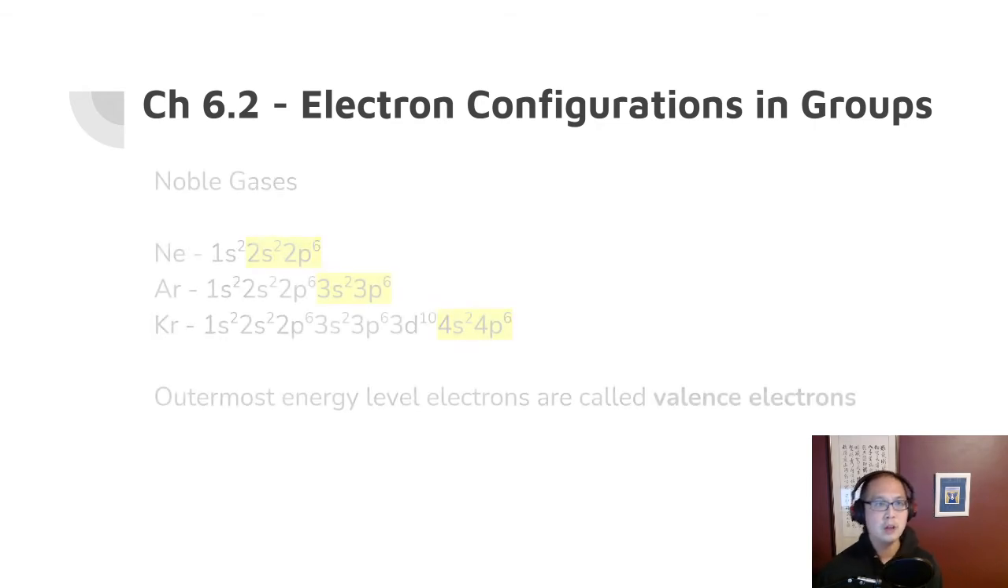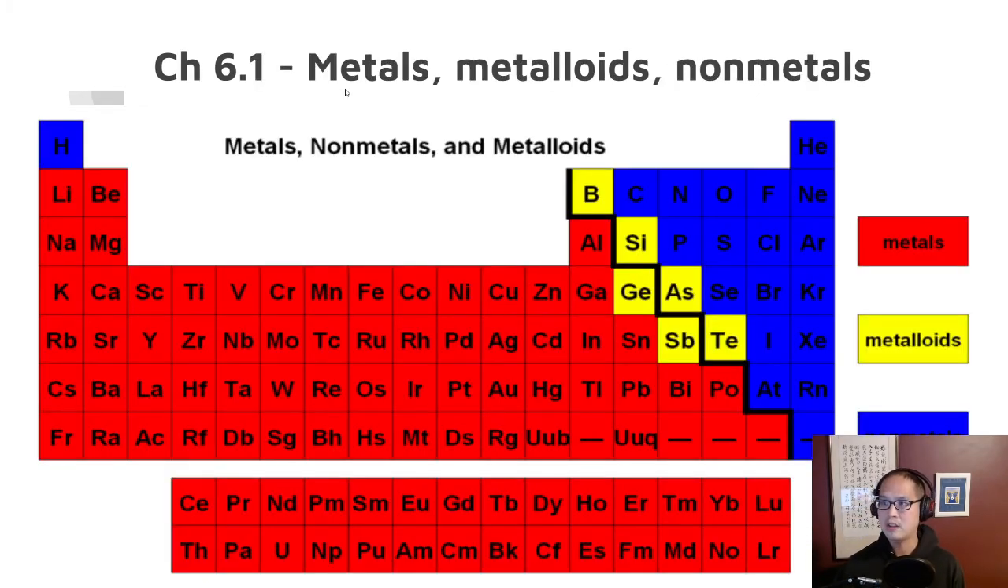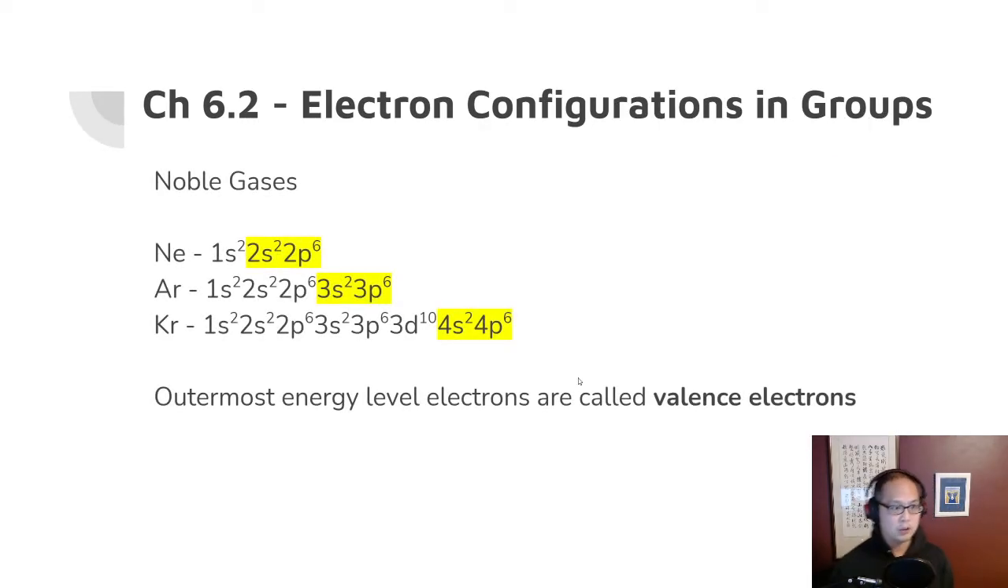Chapter 6.2. It's useful to look at the electron configurations in groups. I should have said that when I talk about groups, I'm talking about columns. So going down columns, all right? These are all groups, going up and down. Columns are called groups, and periods are going left to right. So those are your rows. Those are called periods.